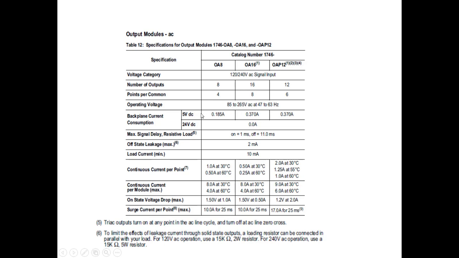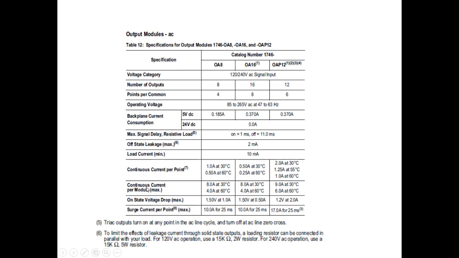And it talks about your backplane. Remember I said the backplane operates on 5 volts DC. And what's important here is the continuous current per point. So it says that this can do 1 amp per point. That's pretty good. So the first 4 points get powered up, and they can all handle 1 amp each. And the next 4 get powered up, they can handle 1 amp each.